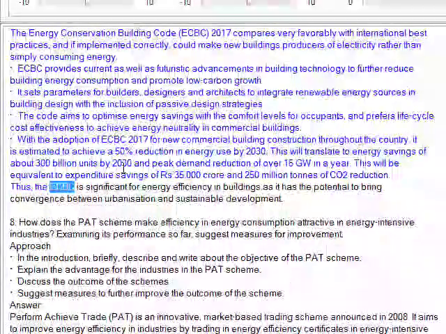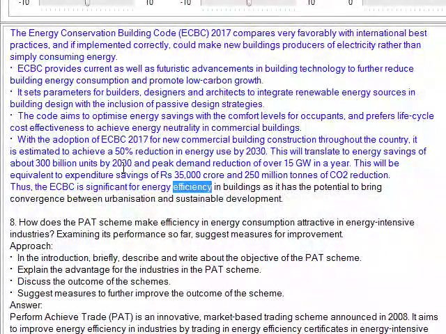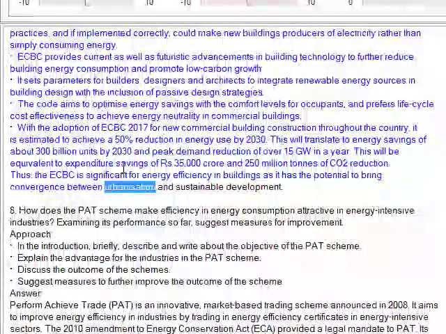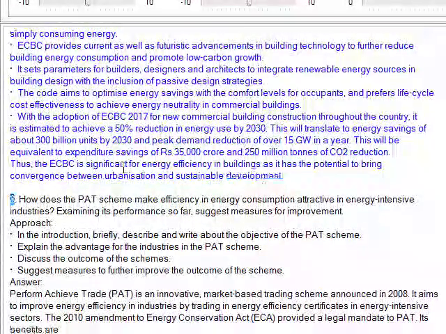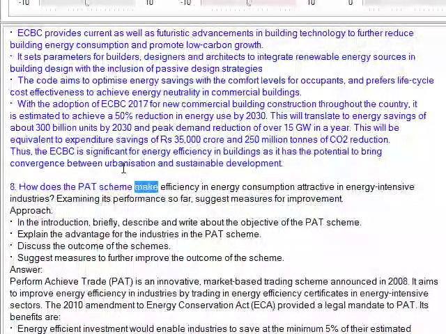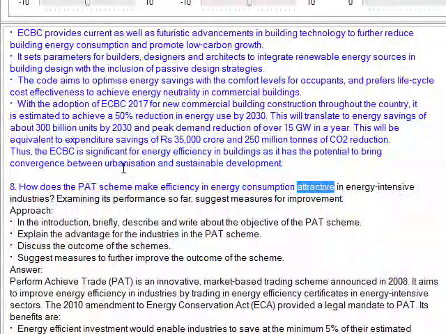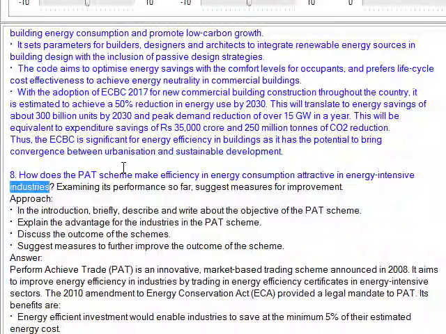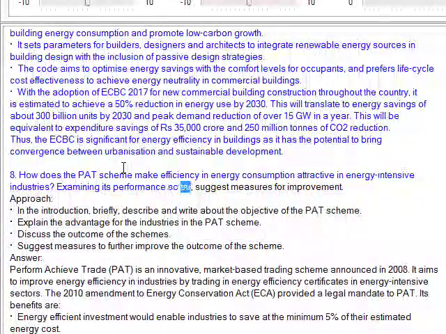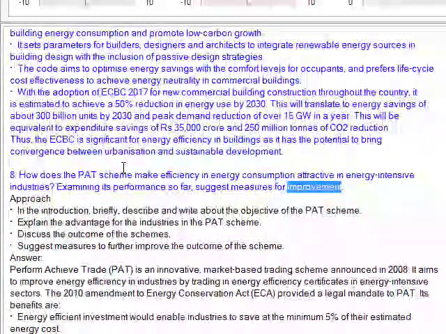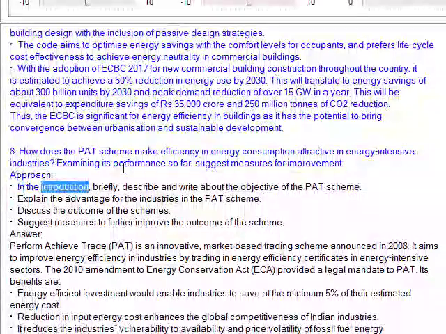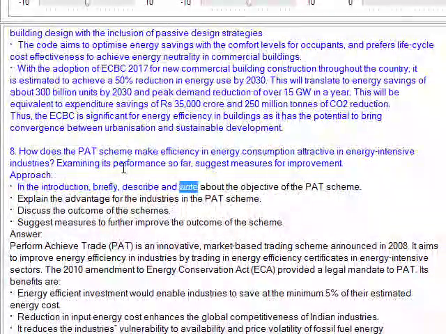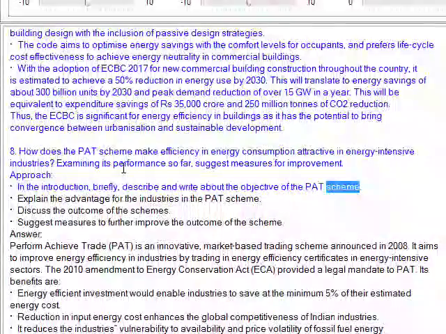Thus, the ECBC is significant for energy efficiency in buildings, as it has the potential to bring convergence between urbanization and sustainable development. 8. How does the PATH scheme make efficiency in energy consumption attractive in energy-intensive industries? Examining its performance so far, suggest measures for improvement. Approach. In the introduction, briefly describe and write about the objective of the PATH scheme.